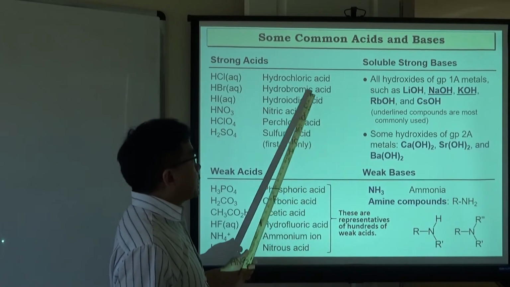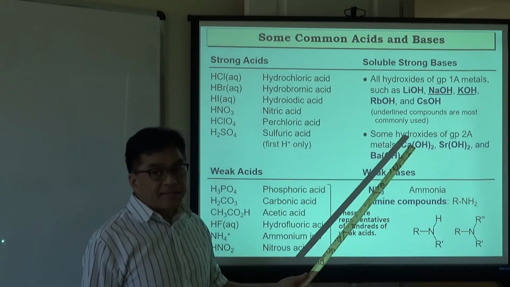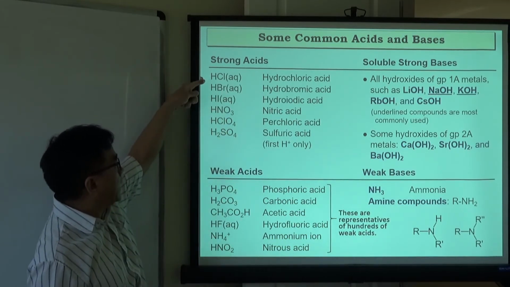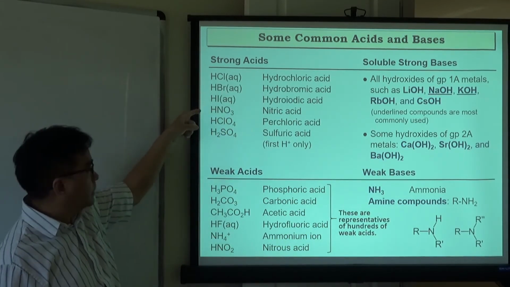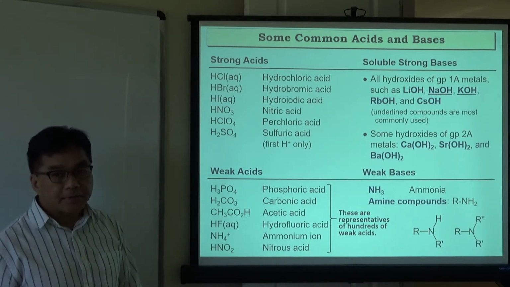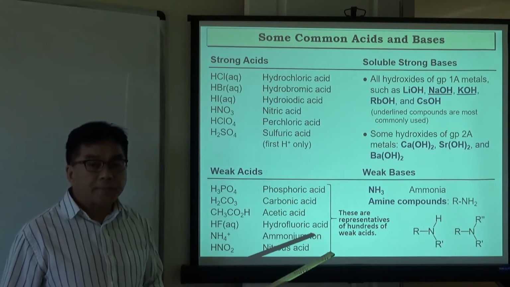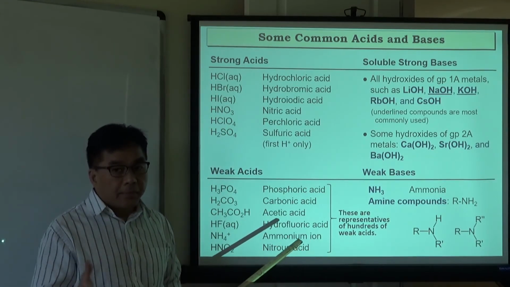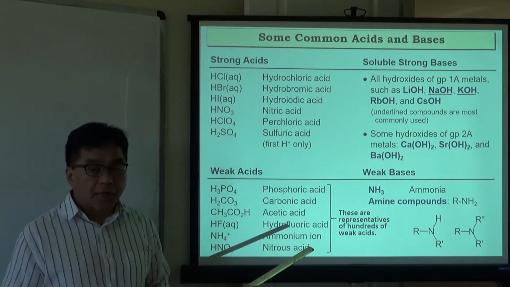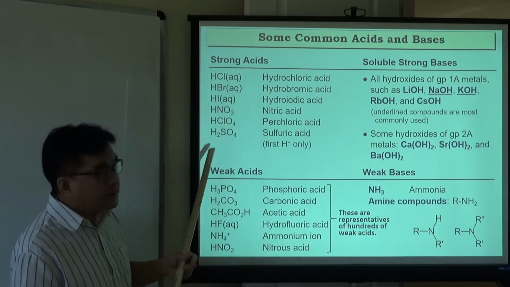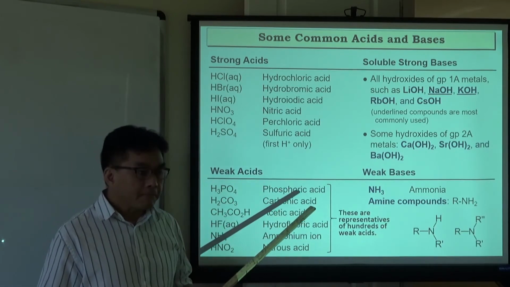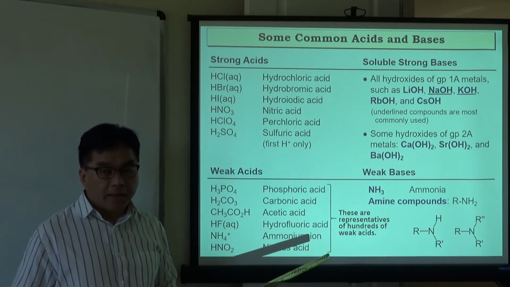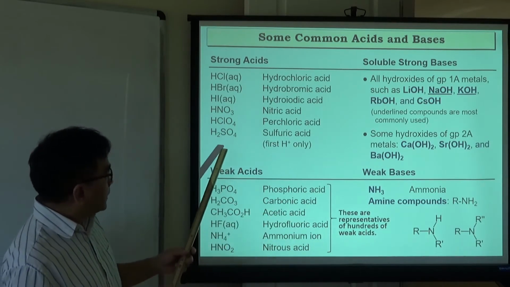Okay, this slide shows the list of strong acids and strong bases. So the strong acids, there are 6: hydrochloric, hydrobromic, hydroiodic, nitric, perchloric, and sulfuric acid. Just about every general chemistry textbook nowadays lists these 6 acids as strong acids. Now there are many more strong acids, but in general chemistry, we're limited to these here, and they are the most common ones. If you go on to organic chemistry, you will probably encounter other types of organic acids that are strong also. But this is it.